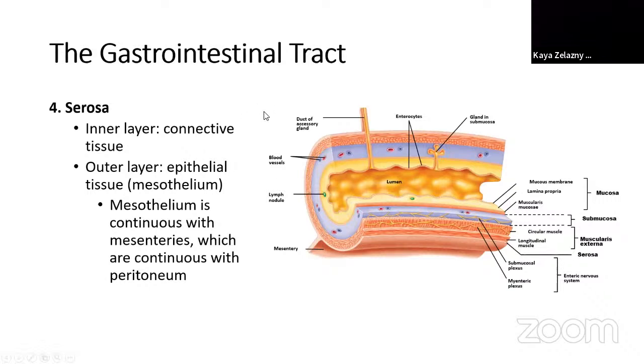So finally, we have our serosa. This is our outermost layer, basically made up of connective tissue and specialized epithelial tissue called mesothelium. Mesothelium, that epithelial tissue, is continuous with your mesenteries, which you saw in lab, those fan-shaped, fatty connections that were holding your GI tract to the posterior wall of the abdomen. So they're also continuous with the peritoneum, which was our serous lining of the gut.